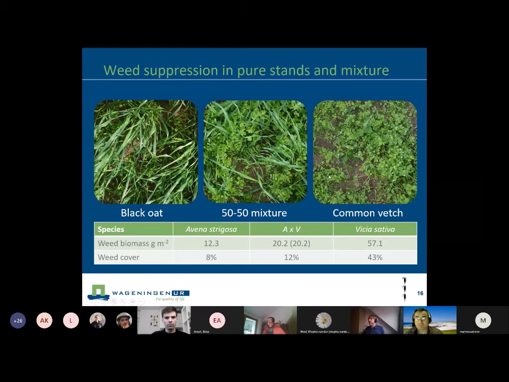If one of the crops is not very competitive, then it will be partly overtaken by the stronger crop, and that results in a weed suppression that is much closer to that of the strongly competitive crop than it is to the poorly competitive crop.